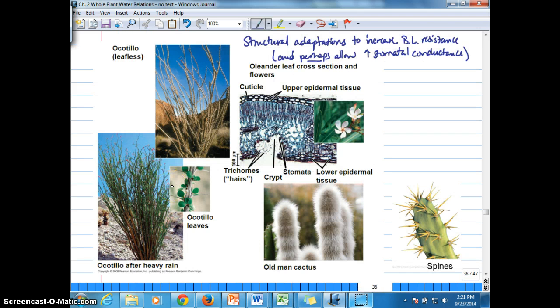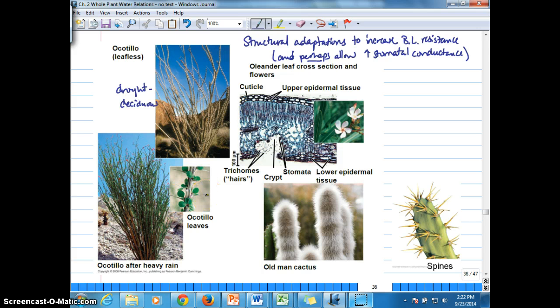So now we're looking at various structural adaptations that allow an increase in boundary layer resistance, and if that boundary layer resistance is high enough, that's going to reduce the vapor pressure gradient and then perhaps allow the stomatal conductance to increase and allow, in other words, the stomata to remain open. So one example is this drought deciduous Acatillo, where it drops its leaves during low water availability. It also has these smaller leaves here.